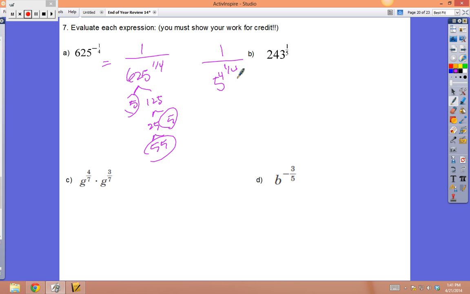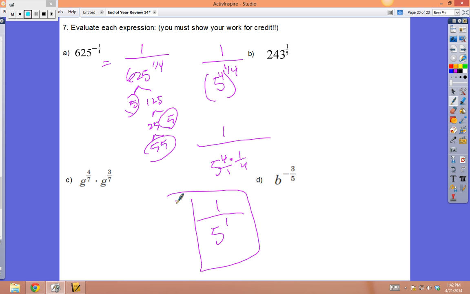Instead of 625, I am going to write that as 5 to the 4th raised to 1/4. And when you have an exponent and you're raising it to another power, you times them. So it's going to be 1 over 5 to the 4 times 1/4. And 4 times 1/4 is just 1, so 1 over 5 to the 1. So it's just 1/5. So 625 to the negative 1/4 is the same thing as 1/5.